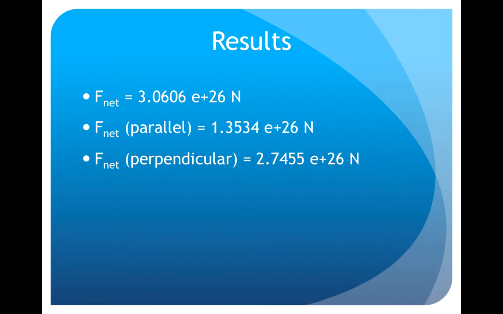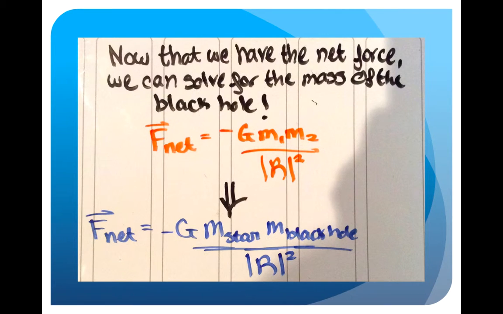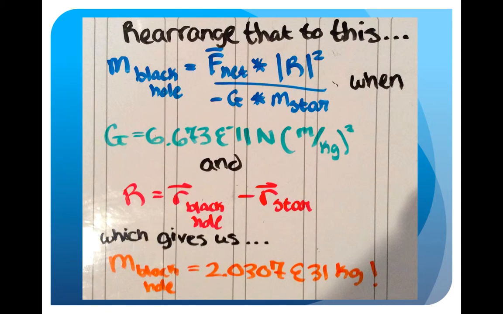We can use the net force found in VPython to solve for the mass of the black hole by recognizing that the only force acting on the star is the gravitational pull between the star and the black hole, and setting that equal to the net force. We can then isolate the mass of the black hole variable in order to solve for it, shown here.